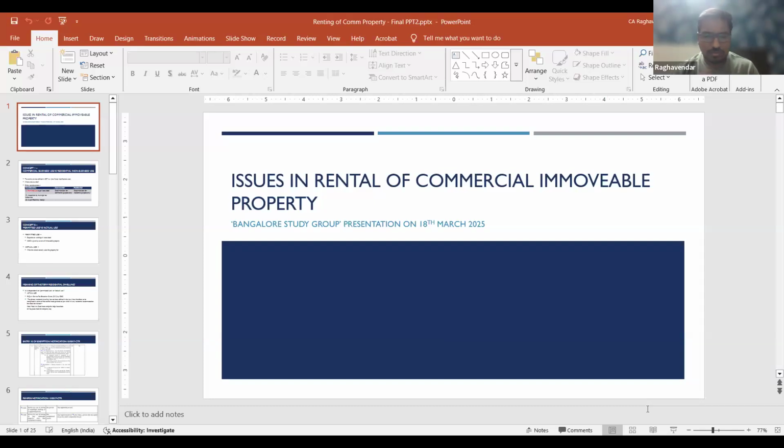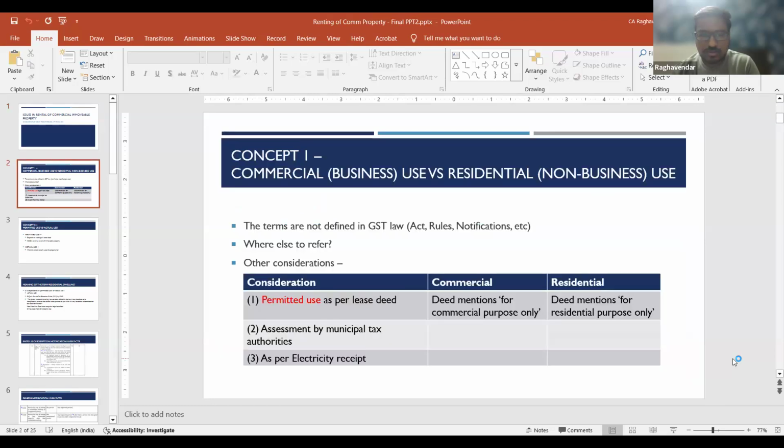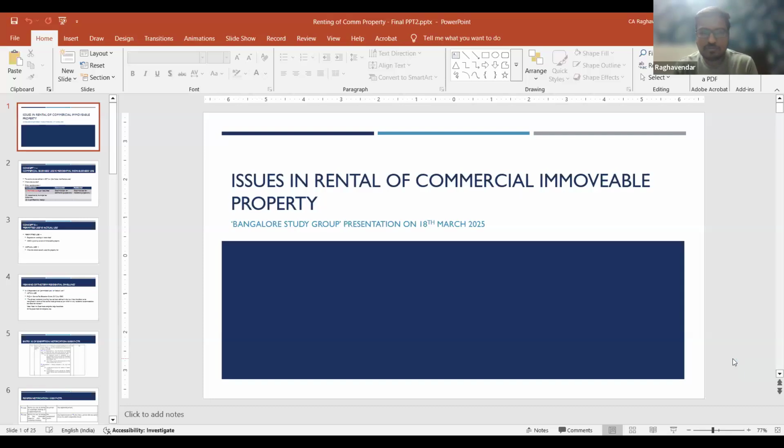So the topic given to me today is issues in rental of commercial immovable property. The topic says rental of commercial immovable property, so I have not gone in depth into residential property.